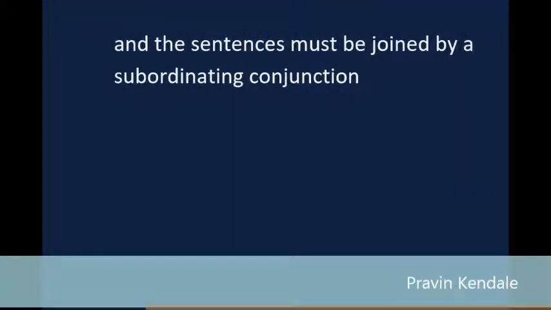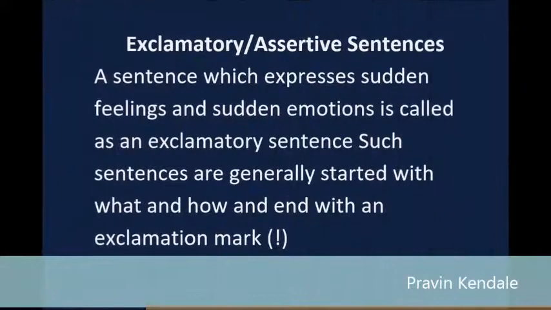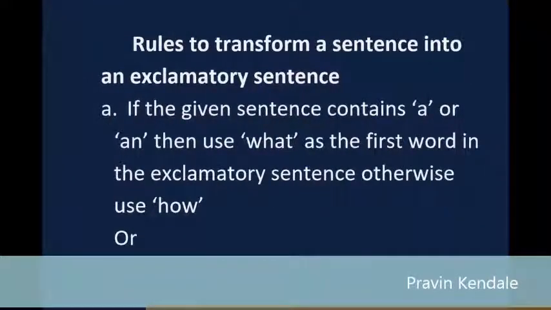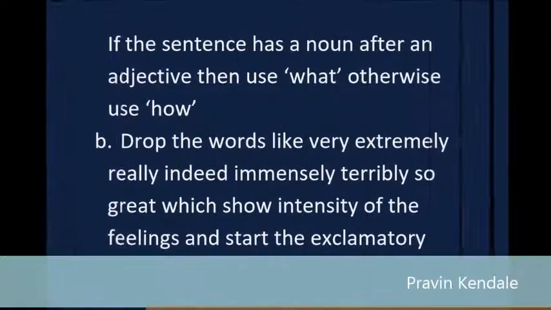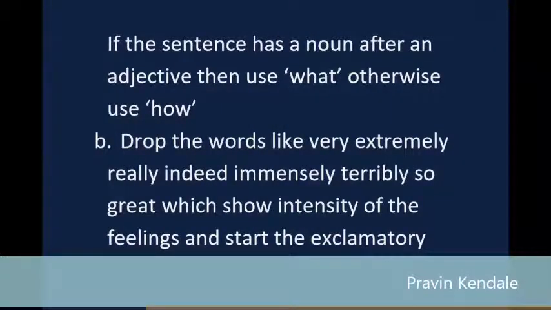Exclamatory/assertive sentences. A sentence which expresses sudden feelings and sudden emotions is called an exclamatory sentence. Such sentences generally start with what and how and end with an exclamation mark. Rules to transform a sentence into an exclamatory sentence. A. If the given sentence contains a or an, then use what as the first word in the exclamatory sentence, otherwise use how. If the sentence has a noun after an adjective, then use what, otherwise use how.